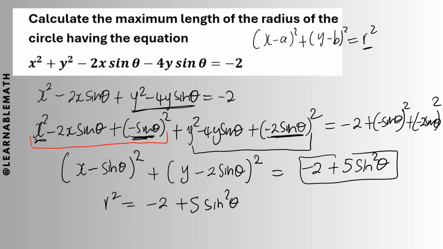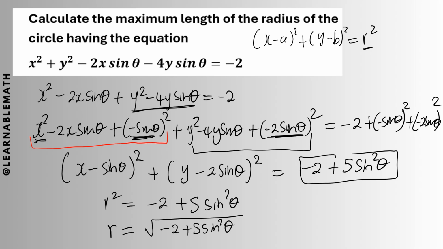But we need the maximum value of r. That is, we have to get the equation of r. So r in this case will just be the root of minus 2 plus 5 sine squared theta. Now we want the maximum value of this. What is the maximum value of r? It equals the root of minus 2 plus 5 sine squared theta.